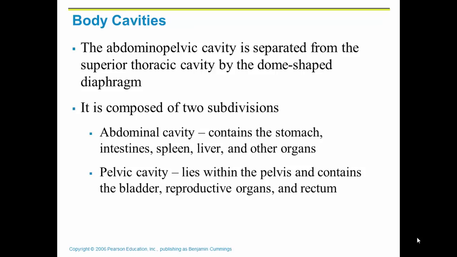The abdominopelvic cavity is separated from the thoracic cavity by something called the diaphragm. Diaphragm is your breathing muscle. It allows for your lungs to expand and contract. So that is then divided into two different parts, the abdominal cavity and the pelvic cavity. The abdominal cavity is what you think of when you're thinking of your digestive system, etc. And then the pelvic cavity is lower with your reproductive organs, bladder, etc.